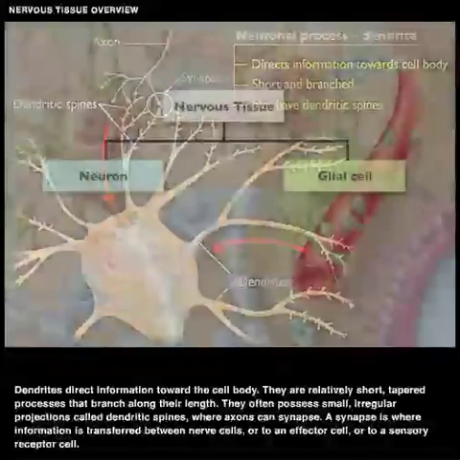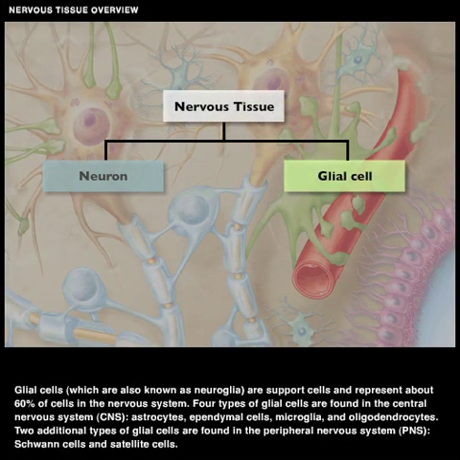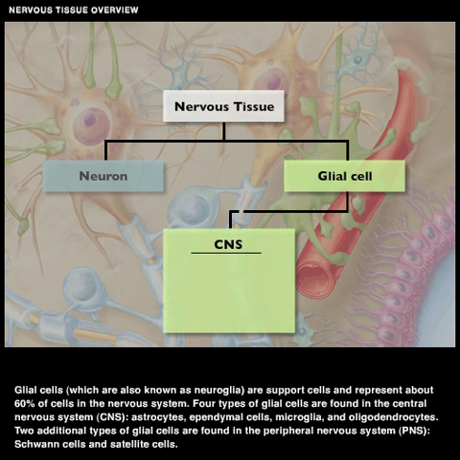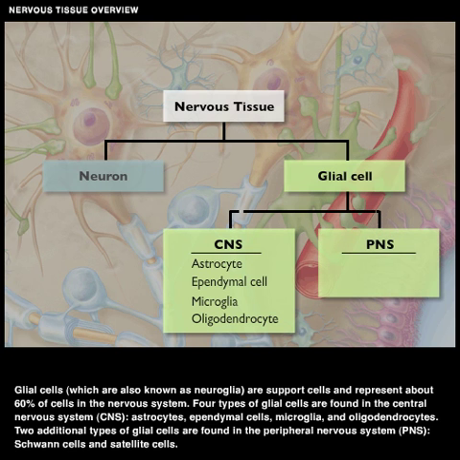Glial cells, which are also known as neuroglia, are support cells that represent about 60% of cells in the nervous system. Four types of glial cells are found in the central nervous system, or CNS: astrocytes, ependymal cells, microglia, and oligodendrocytes. Two additional types of glial cells are found in the peripheral nervous system, or PNS: Schwann cells and satellite cells.